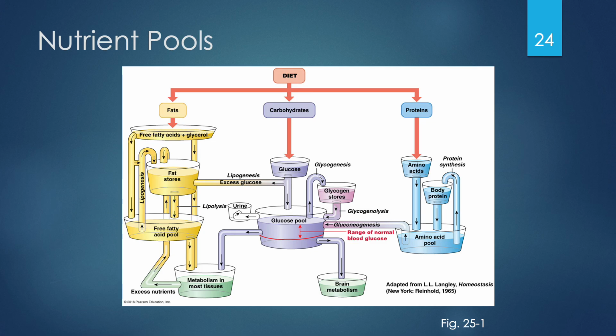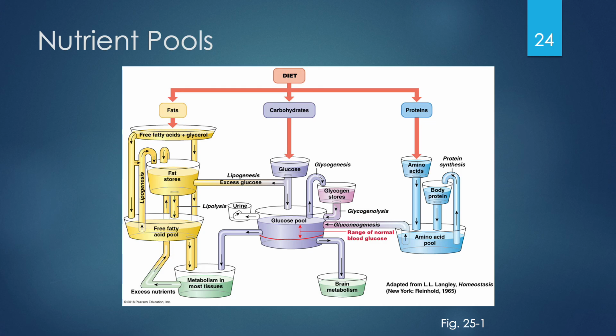So let's go back up to the top again to fats. When you consume fats, which are required for us to absorb a lot of different nutrients like A, D, E, and K, and also just for general function of many different parts of our tissues, those will be broken down into either free fatty acids or glycerol. And then from there, they'll either be used for metabolism in most tissues, or alternatively, they can be broken down into a free fatty acid pool, and then by a process called lipogenesis, will go up into the fat stores to be stored for later. So as you can see, there are a couple different mechanisms for excess nutrients.